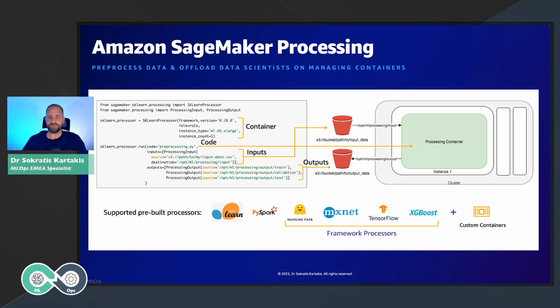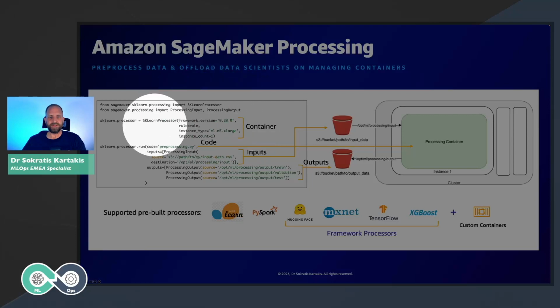SageMaker provides Amazon SageMaker Processing. Amazon SageMaker Processing is nothing else than managed containers that allow the data scientist to say, I want to run this algorithm in this instance with these inputs and outputs on S3. But let's see that in more detail.